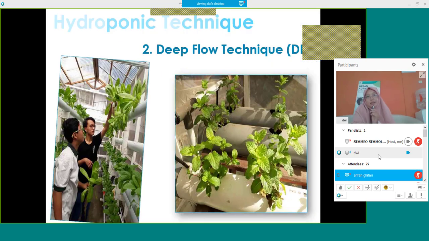The second technique, we can use the deep flow technique. In the deep flow technique, we can use PVC pipe. It is better if we use it for bigger vegetable or fruit plants. So the roots will be suspended in the pipe that is filled with the nutrient solution.